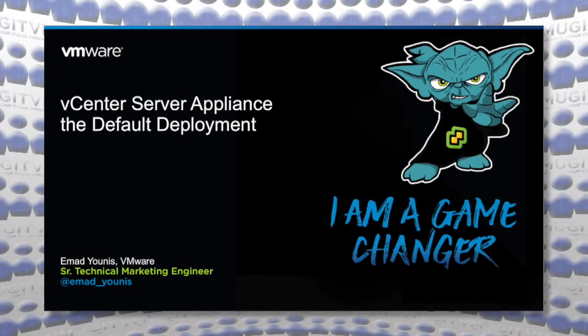So I'm here to talk about the vCenter Server Appliance as the default deployment. For the last couple of years, VMware has been kind of leading down this path saying, hey, go look at the appliance, go deploy the appliance, right? So the writing has been on the wall that the appliance itself is becoming the new de facto deployment.